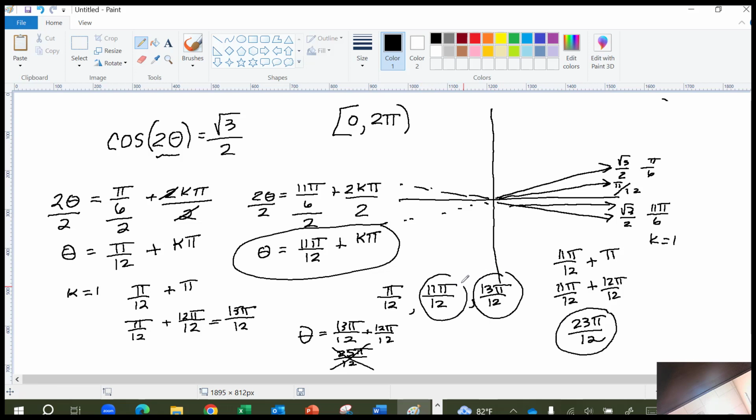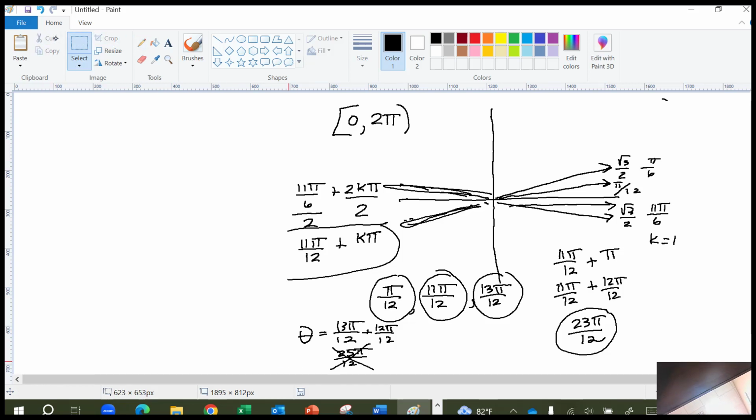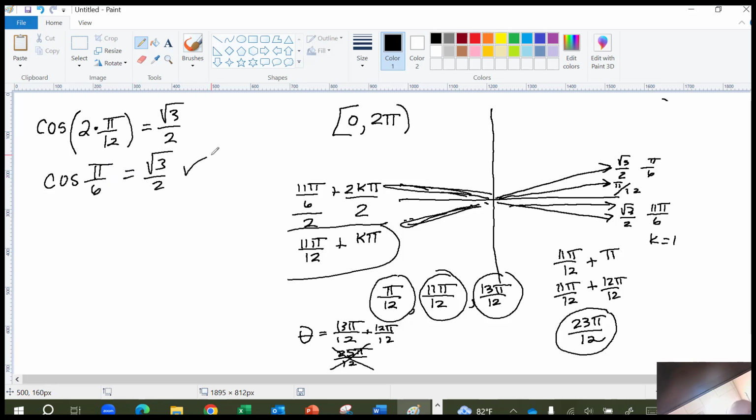Okay. Now, I'm going to check these and show you that we're thinking, okay, this can't be right because it's over here. Or this one can't be right because it's over here. But actually, we can check it and you'll see because of the 2 theta that we're correct. Okay. So I'm going to create a little space here. All right. So we're saying now that the cosine of 2 times pi over 12 is the square root of 3 over 2. Well, that's the cosine of pi over 6 is the square root of 3 over 2, and that's correct.